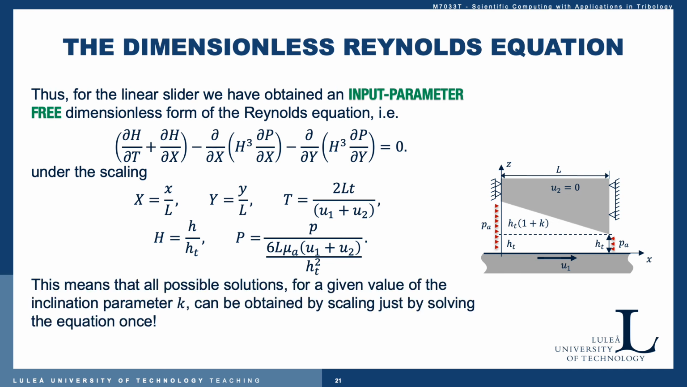Now this means that if we solve this equation once numerically, it may be very tough, but it's hopefully not, then we can obtain all other possible solutions for a given value of the inclination parameter k, just by scaling our dimensionless variables back to dimension.